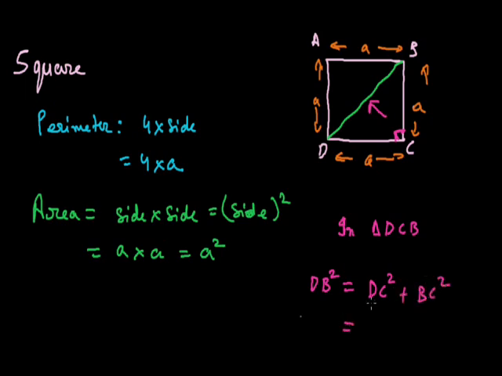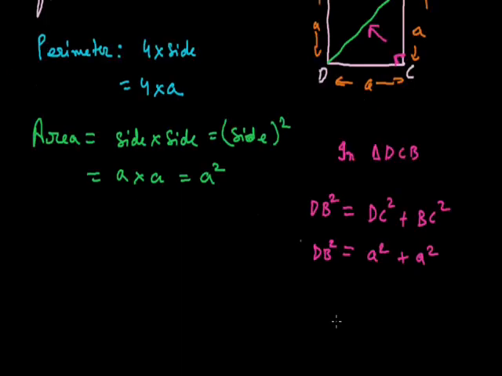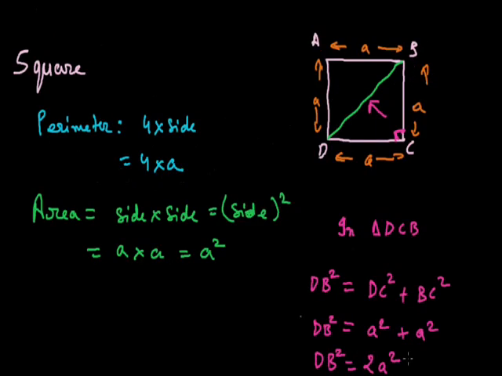Since all the sides are equal, DC will be A and BC will also be equal to A. So DB square is equal to A square plus A square. Again, DB square is equal to 2 times A square, and DB comes out to be A root 2, or root 2 into A, that is the length of the side into root 2. So we can write that the diagonal is equal to A root 2.